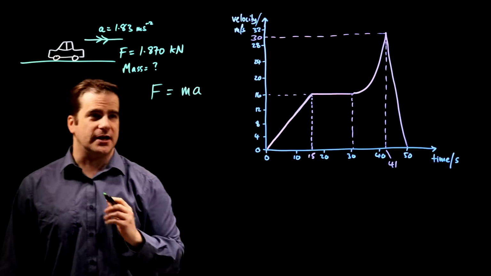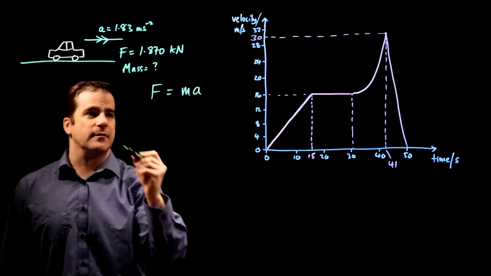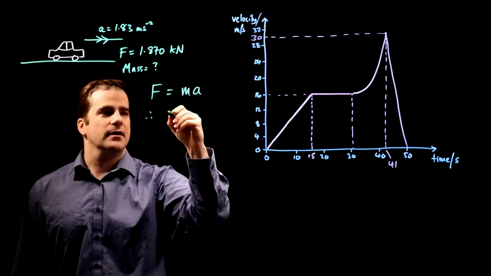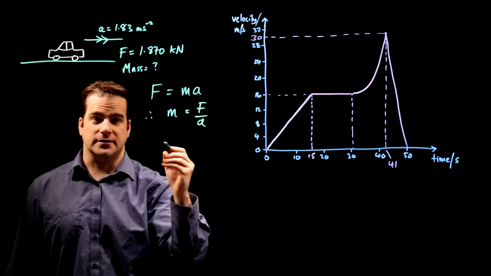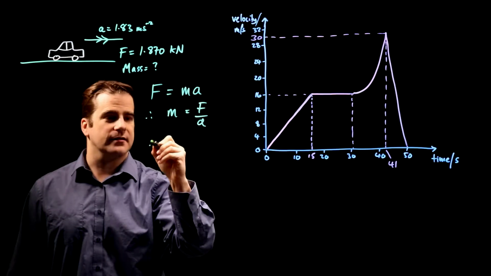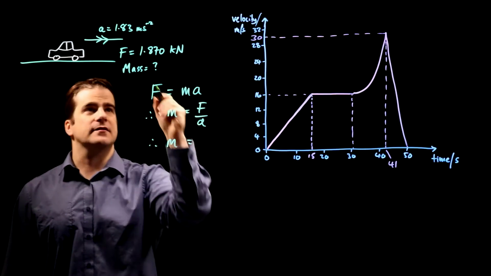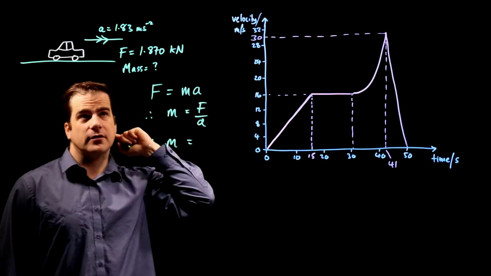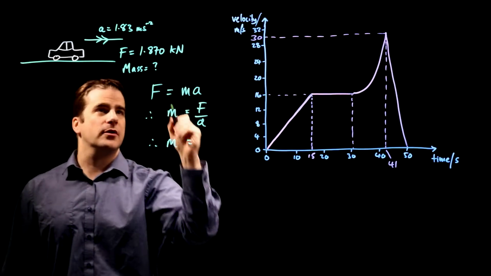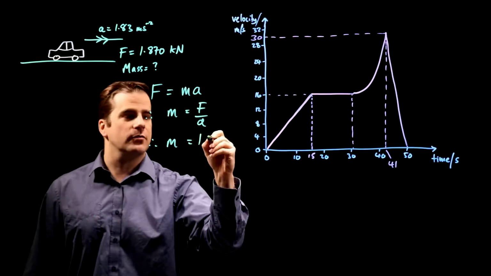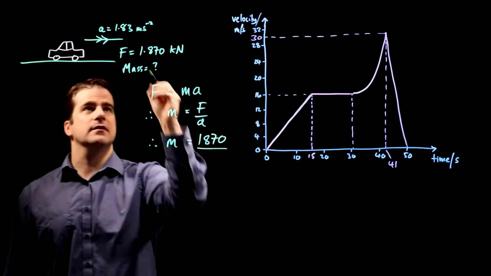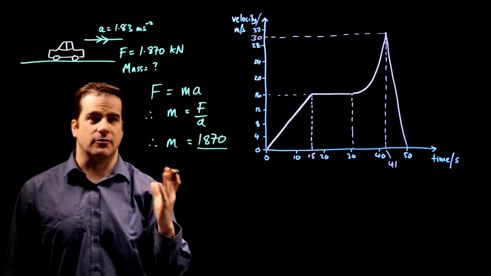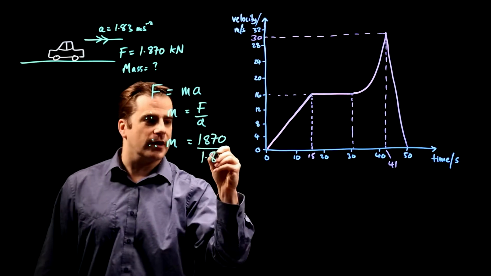Very famous equation, F equals ma. We have to find the mass, so rearrange for m. Therefore, m is equal to F over a. And just stick in the numbers in your calculator. So, the mass is the force. Now, we have to convert to newtons. 1.870 kilonewtons is 1870 newtons. Acceleration, meters per second squared, already in the correct unit, 1.83.